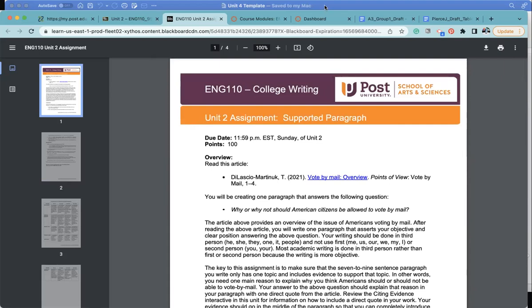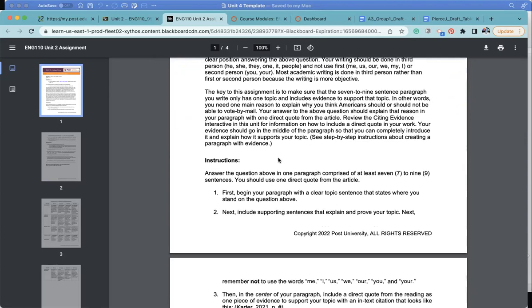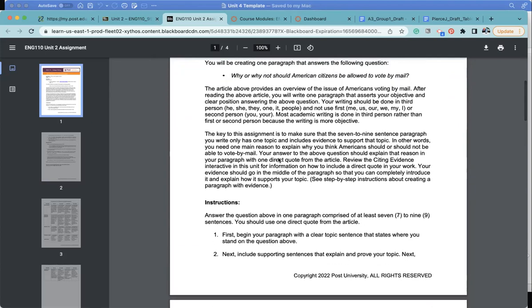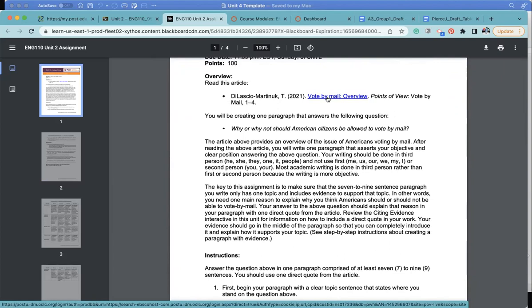So I'm going to switch my screen here in just a minute and show you one of those. But let me go ahead and go through the requirements, because of course we want to make sure we're understanding those. So you have an article, you have a link to an article. You can reach it by clicking this link right here. I'm not going to open it because I am signed into a different library and I don't want to mess it up.